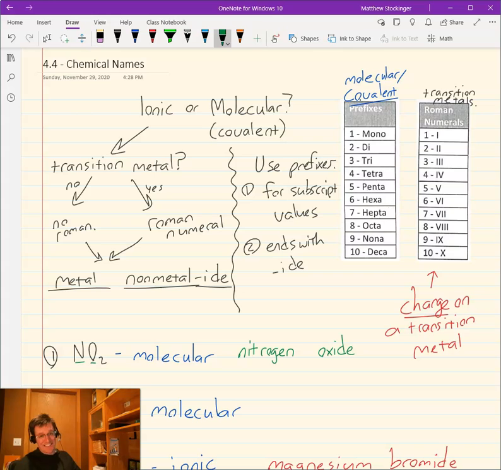So I've done the ending, but I got to put the prefix in there, okay? Oxygen has a 2 on it. What's the prefix for 2? It's di. This is nitrogen dioxide, okay? I added that prefix to the oxide to tell people that there are 2 oxides in this compound.